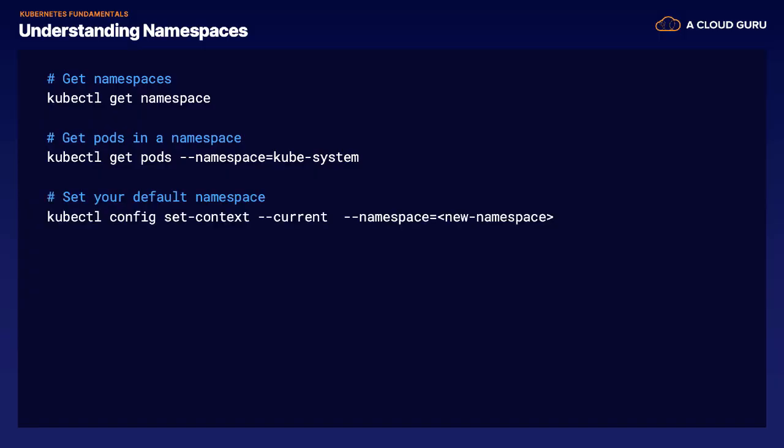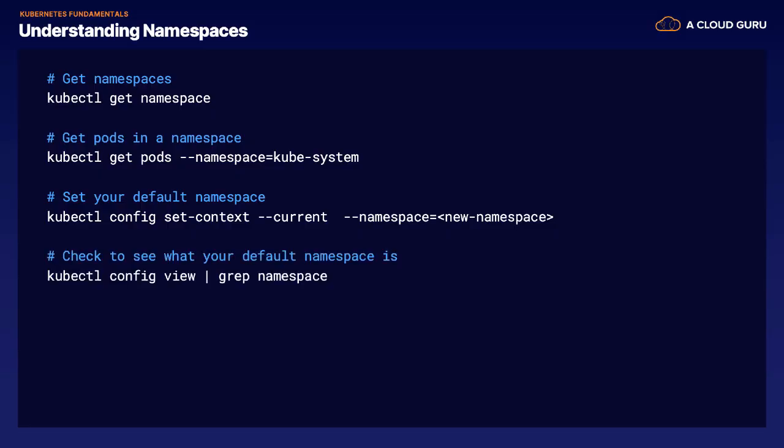If you want to set the default namespace for your kubectl client, you can do kubectl config set-context --current --namespace and specify the namespace. That way, whenever you run any kubectl commands, they'll be run in the namespace that you've configured. And finally, to check and see what your default namespace is, you can do kubectl config view and grep for namespace. Now let's jump over into the lab and work with namespaces.